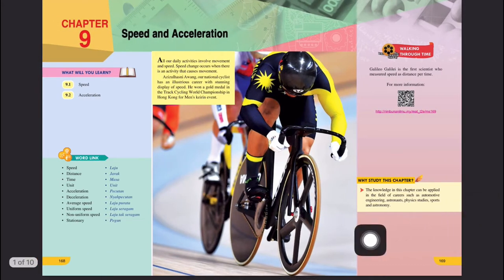Let's look over here. Why do you need to study this chapter? The knowledge in this chapter can be applied in careers such as automotive, engineering, astronauts, physics studies, sports, and astronomy, and many more actually.